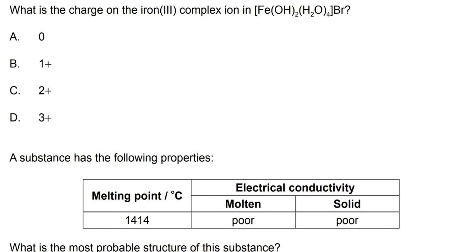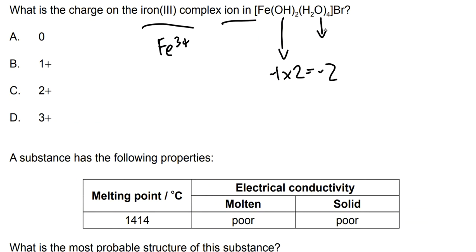What is the charge on the iron 3 complex? Okay, so iron 3 complex, since we're getting a Roman numeral, the oxidation number, then we know that this is going to be Fe3+. And for each hydroxide ion, we have a -1 charge. Since we have 2, we have a -2 charge. Water does not contribute any charge as it is a neutral molecule. So our final charge is going to be 3 minus 2, which is going to be 1. So +1 is going to be the charge on this complex ion.